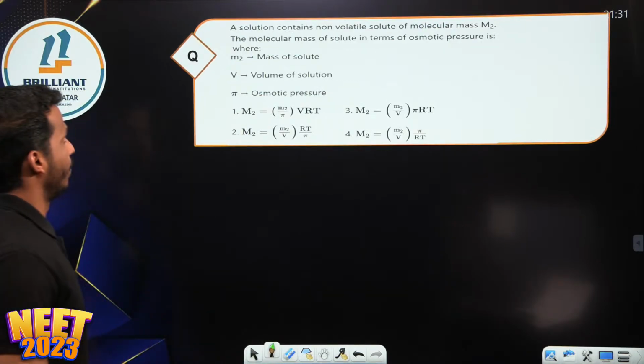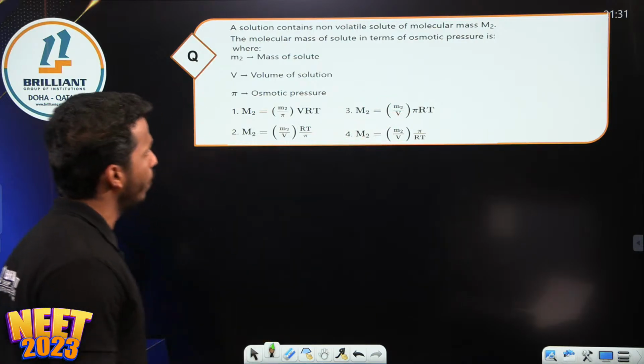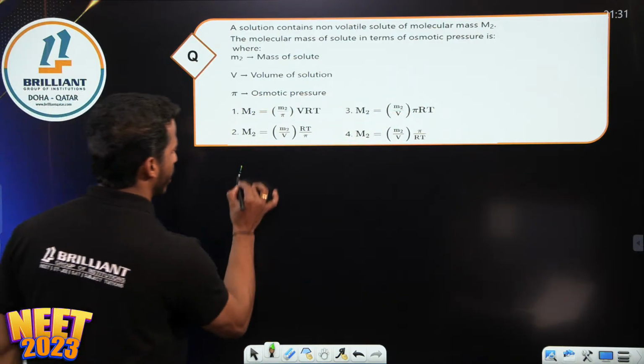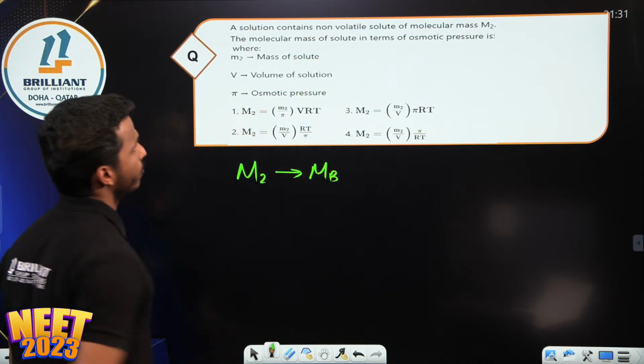Okay, next question. A solution contains a non-volatile solute of molecular mass M2. The molecular mass is mentioned by, dear all, M2 instead of what? MB.